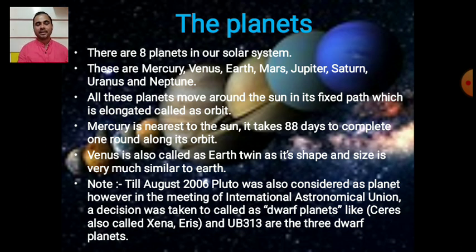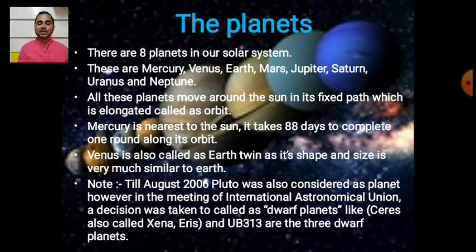Correct? At present, how many planets do we have? We have 8 planets. Can you name them? Which are they? Yes, they are Mercury, Venus, Earth, Mars, Jupiter, Saturn, Uranus and Neptune.